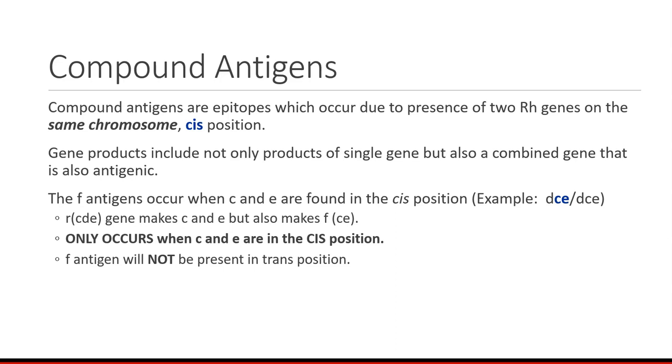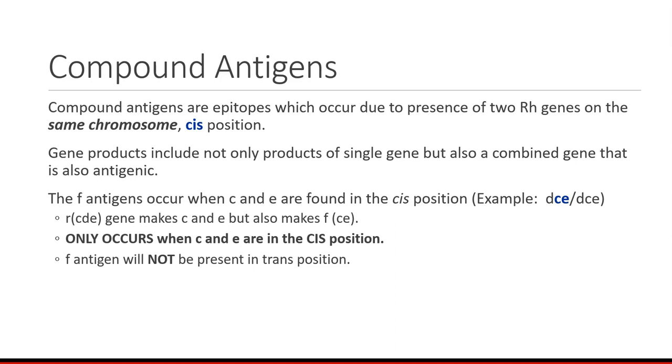A compound antigen is an epitope which occurs due to the presence of two Rh genes on the same chromosome, meaning they are in the cis position. Gene products include not only the products of the single gene, but also a combined gene product that is also antigenic. For example, the most well-known is little f, and you will see this on your antigram when you're doing your screens and you're doing panels.